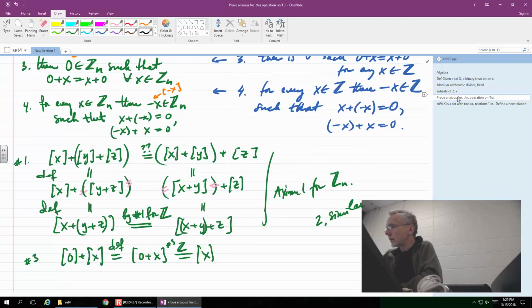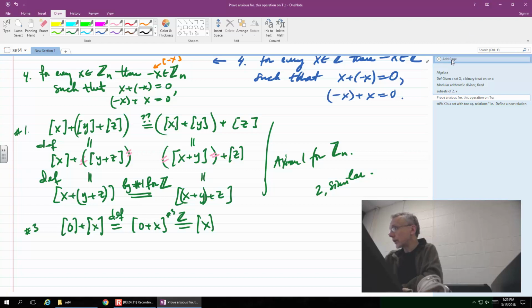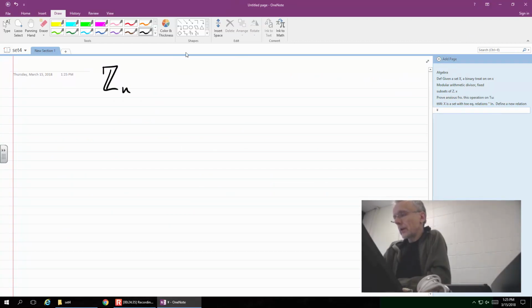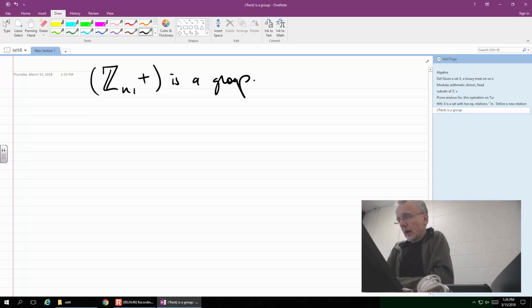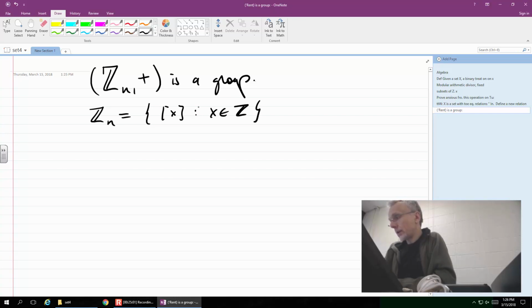Okay. So now we have a group. Z is a group. Zn is a group. Z sub n plus is a group. Just to refresh our memory, you can look at Zn two ways: Zn as the set, followed by a comma, followed by the operation. Zn is either equivalence classes of x in Z modulo n, or congruence classes mod n, which is incidentally equal to just the list of classes 0, 1, and so on.